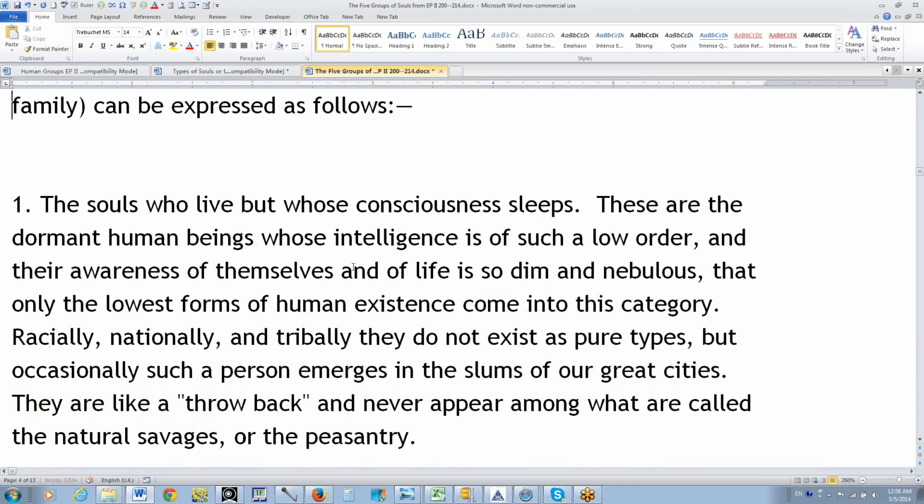So, number one, the souls who live but whose consciousness sleeps. They are the dormant human beings whose intelligence is of such a low order, and their awareness of themselves and of life is so dim and nebulous that only the lowest forms of human existence come into this category. Racially, nationally, and tribally, they do not exist as pure types. But occasionally such a person emerges in the slums of our great cities. They are like a throwback and never appear among what are called the natural savages or the peasantry.